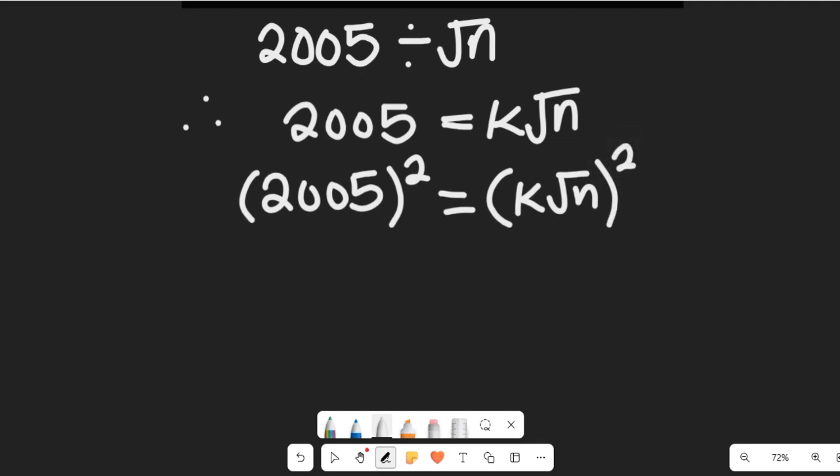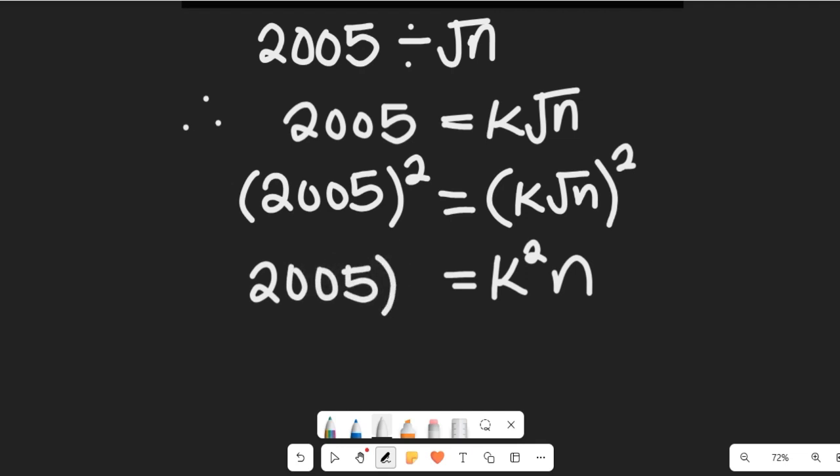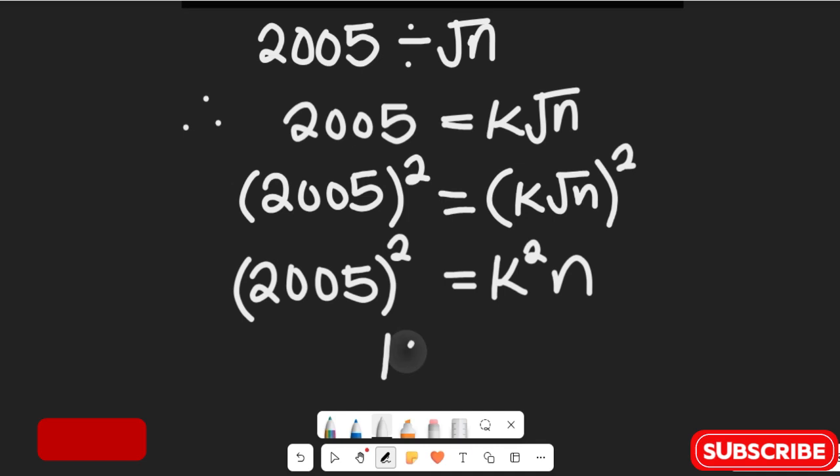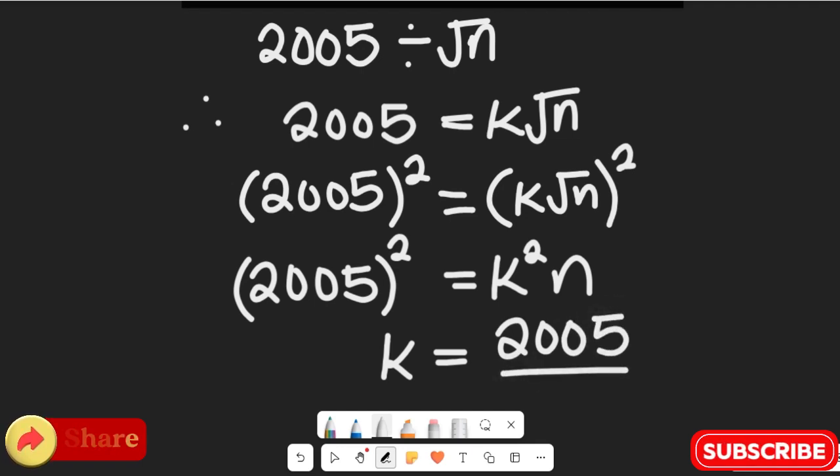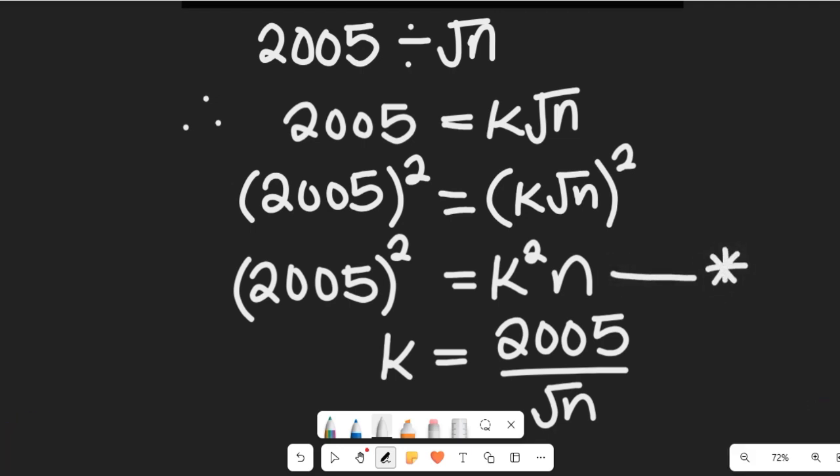So what is this going to give us? This is going to give us k squared n, and this is going to give us 2005 squared. Now from this expression, you can see that the value of k can simply be equal to 2005 divided by root n. Now I want us to take note of this expression because it can be valuable as we solve this problem.